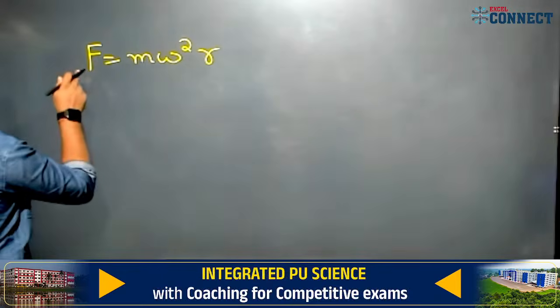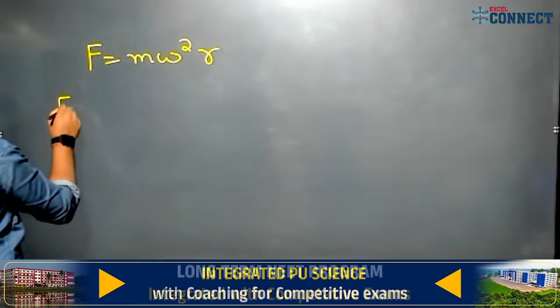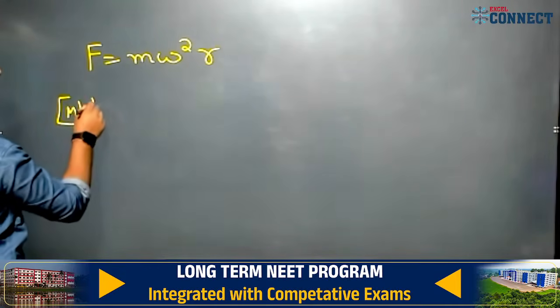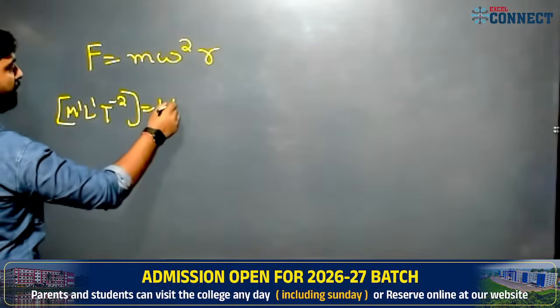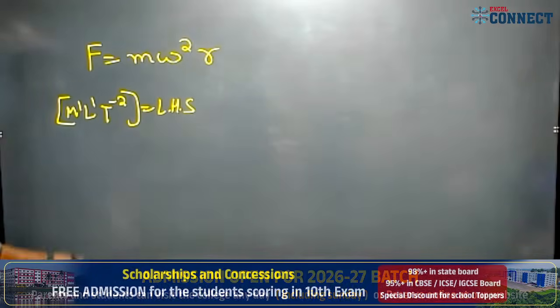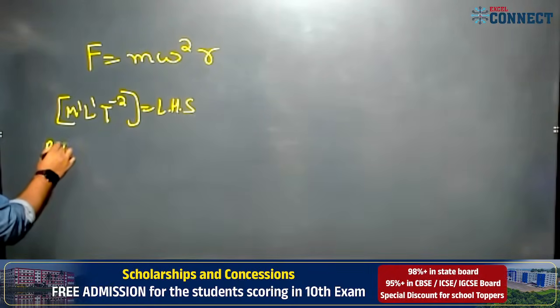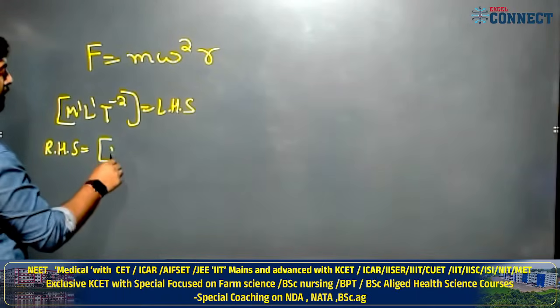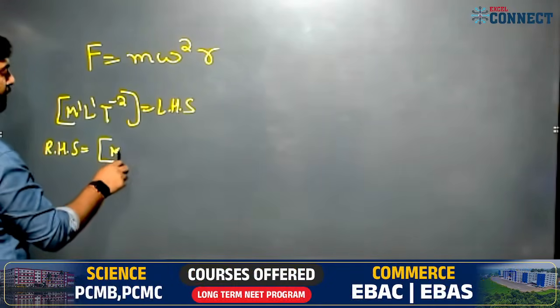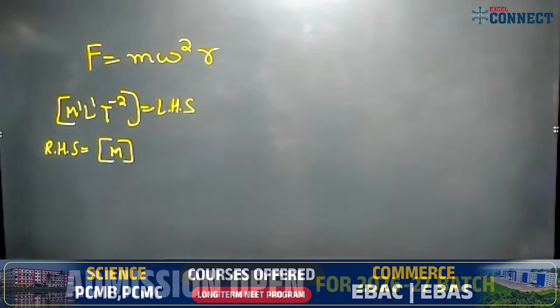Now see here, what is F? F is force. What is the dimension? M1 L1 T minus 2. So this is the dimension on LHS. Okay. Now let us come to RHS. What is there on the right hand side? First term, what? Mass. What is the dimension of mass? M. Okay. What is the next term?